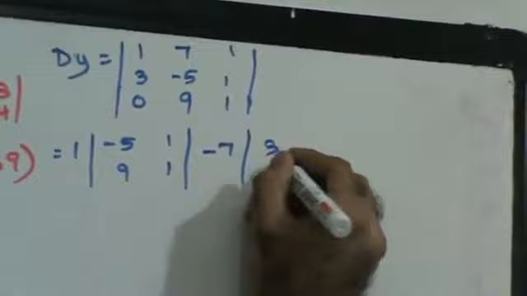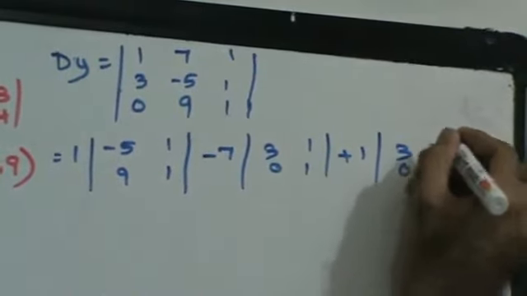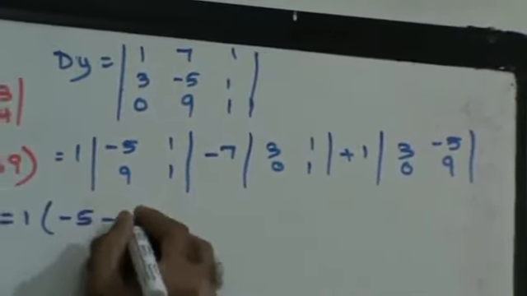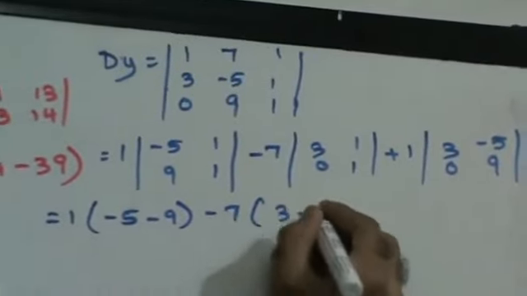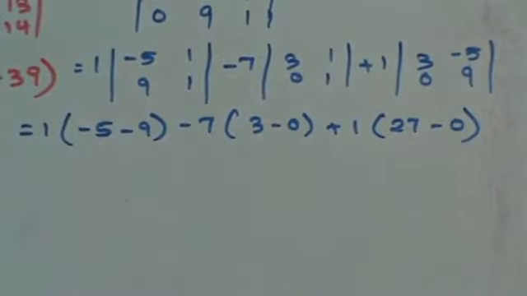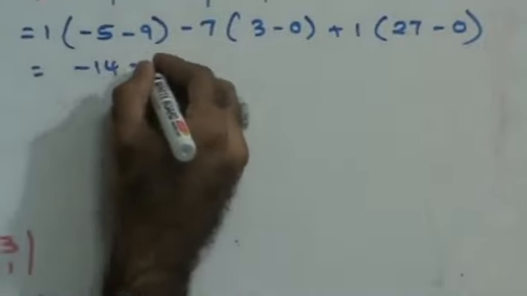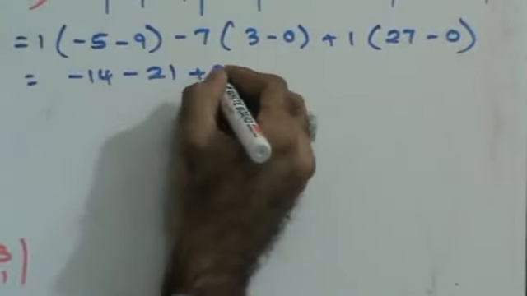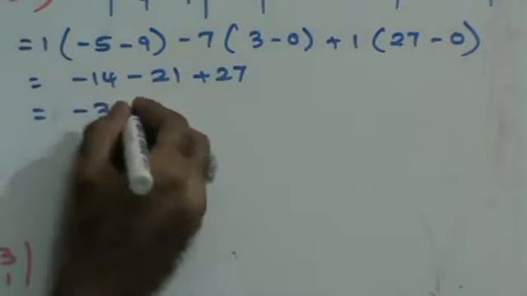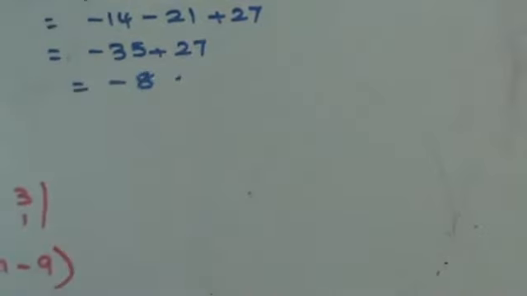So in that case 3, 0, 1, 1 plus 1, 3, 0, minus 5, 9. So this will be 1 minus 5 minus 9 minus 7. 3 minus 0 plus 1. 27 minus 0, 9, 14. This is going to be minus 14 minus 21 plus 27. 14, 21, 31, 35, minus 35 plus 27, that's minus 8, right?